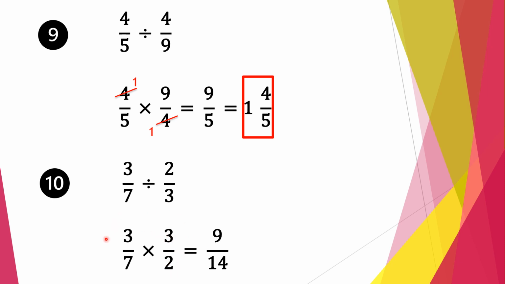Now we times our numerators first. 3 times 3 is 9. And then we times our denominators. So 7 times 2 is 14. So our solution is 9 over 14.